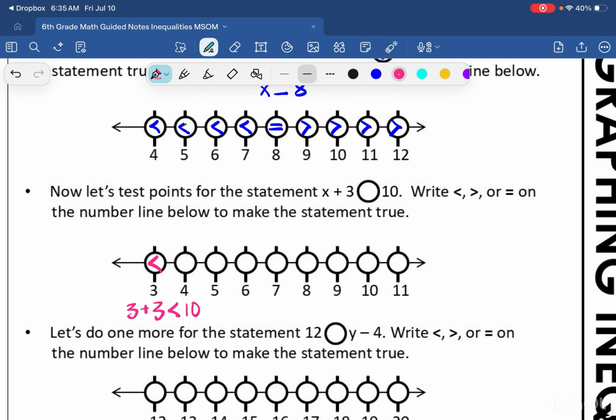4 plus 3 is 7. 7 is less than 10. 5 plus 3 is 8. 8 is less than 10. 6 plus 3 is 9. 9 is less than 10. 7 plus 3 is 10. 10 equals 10. 8 plus 3 is 11. 11 is greater than 10. 9 plus 3 is 12. 12 is greater than 10. 10 plus 3 is 13. 13 is greater than 10. 11 plus 3 is 14, and 14 is greater than 10.